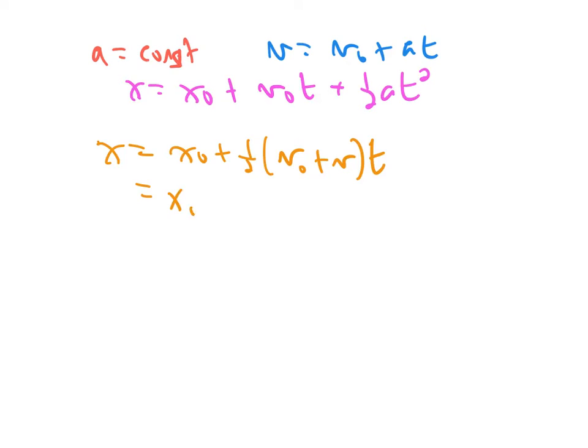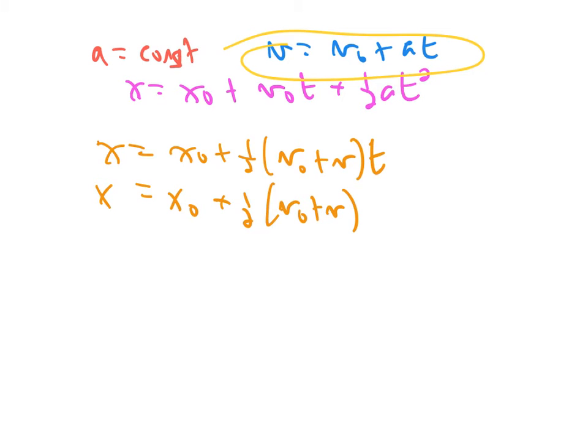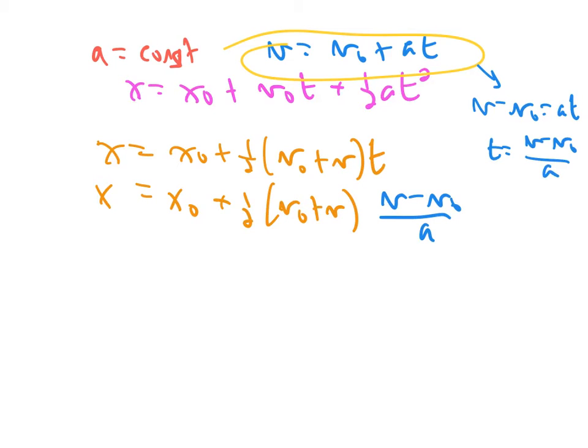So x equals x0 plus 1/2 (v0 plus v), and now I'm going to go back up to this equation, and I'm going to solve it for t instead. And what I'm going to end up with is v minus v0 over a. That's if I resolve this and I say, oh, okay, I bring v minus v0 equals at, and then I divide by a, and I get that t equals v minus v0 over a.